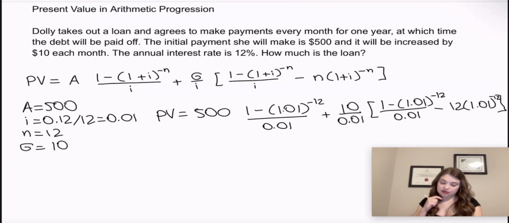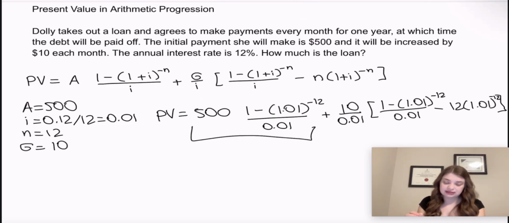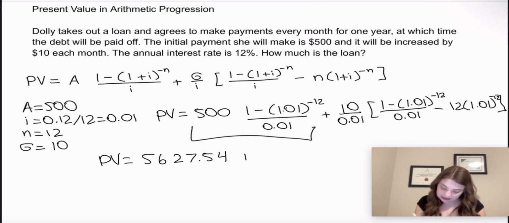Cool. Okay. So my suggestion here is let's add these up separately. First, we're going to figure out what this entire first part here is. So let's go ahead and do that. First I'm going to do 1.01 to the power of negative 12, hit equals. Then 1 minus that number, hit equals again, divided by 0.01, hit equals, times 500, hit equals, and the number you should hopefully get is 5,627 and 54 cents.